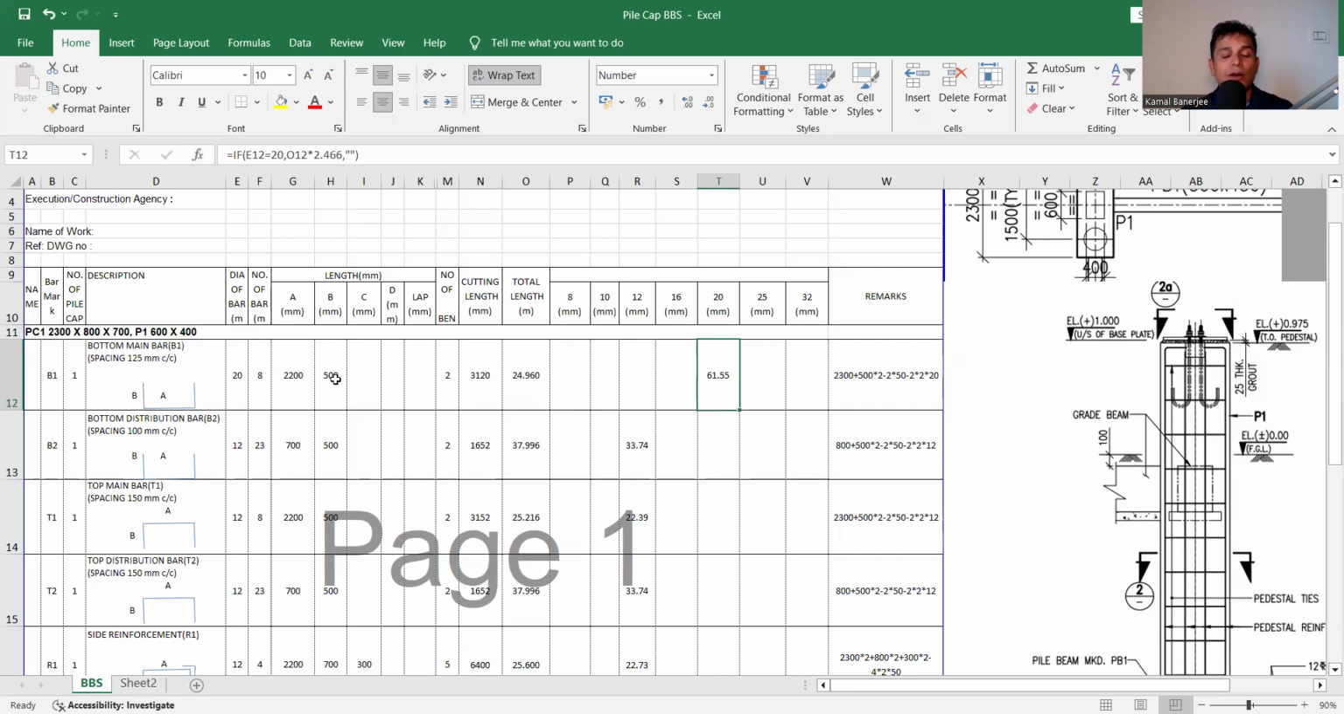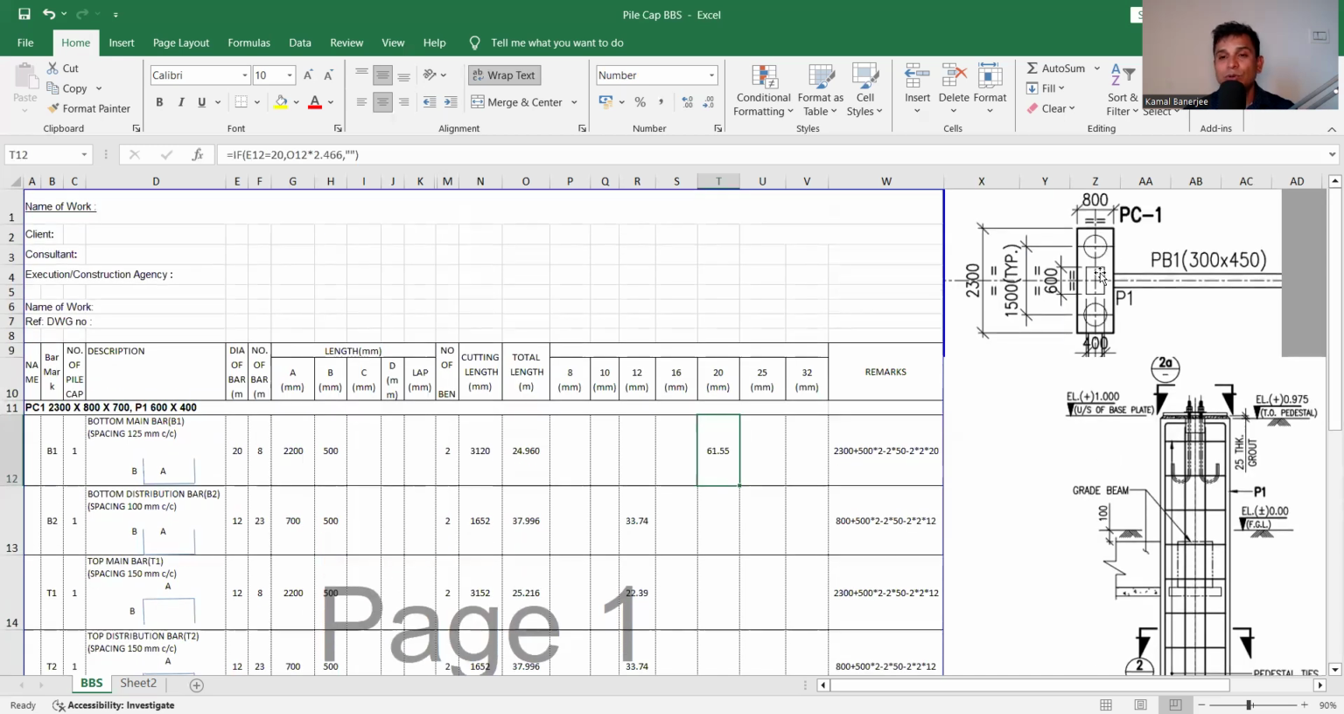So here, summarize the dimension in this direction: 2300 minus the cover on both sides, 50-50, it is coming 2200, and the vertical length is 500. So number of bend is 2. So 3120 is the cutting length and 24.96 is the total length, and the total weight for this 20 dia bar is 61 kgs.